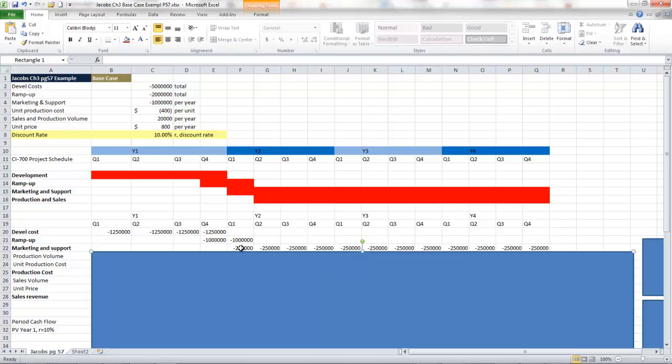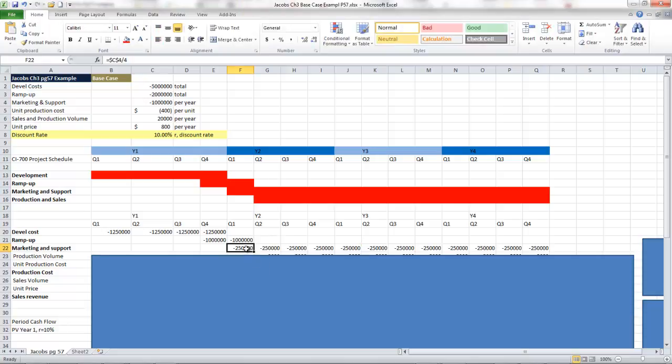Notice that each of these costs coincides with the event. So marketing and support started in Q1 of year 2, and you can see that those expenses started there. We said $1 million over each year, so we took this cell is equal to the marketing and support annual cost of $1 million per year, and divided that by 4 quarters. Okay, and that's where we got that from. And once again, once you create the formula once, you can carry through.